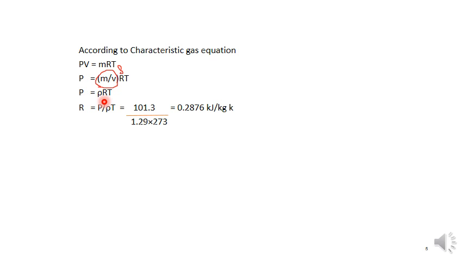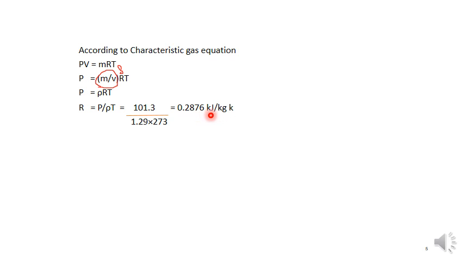So R is equal to P by rho T. I am putting R on this side only and bringing rho into T to the other side. For NTP conditions, the P value is 101.3, rho value 1.29, into 273 Kelvin. Do the calculation carefully. By using the calculator, we get 0.2876. And units are also very important: kilojoule per kg Kelvin.